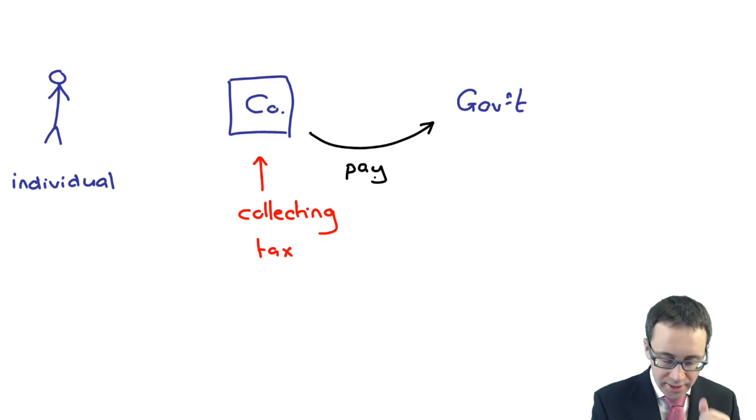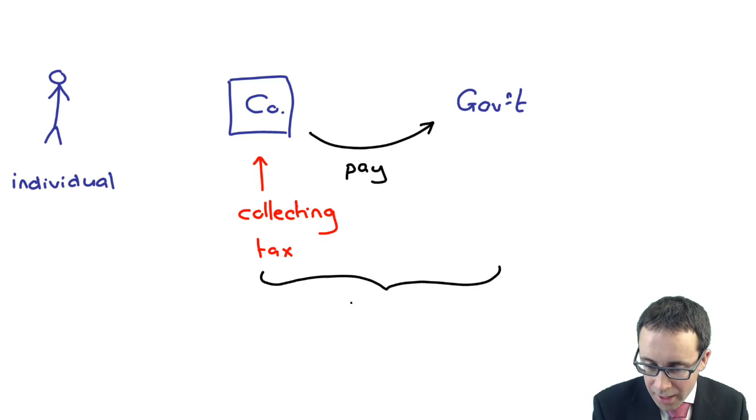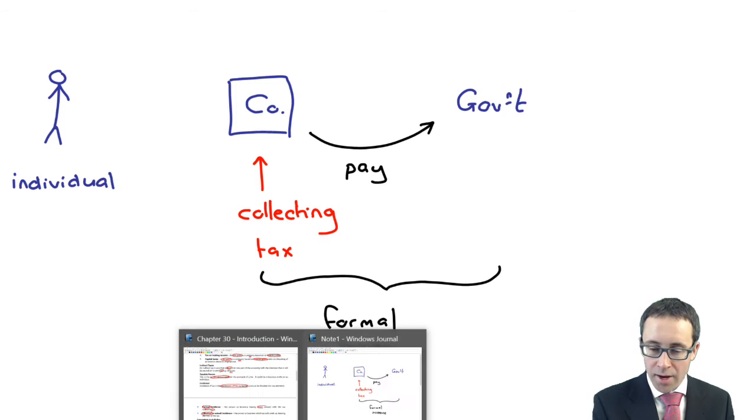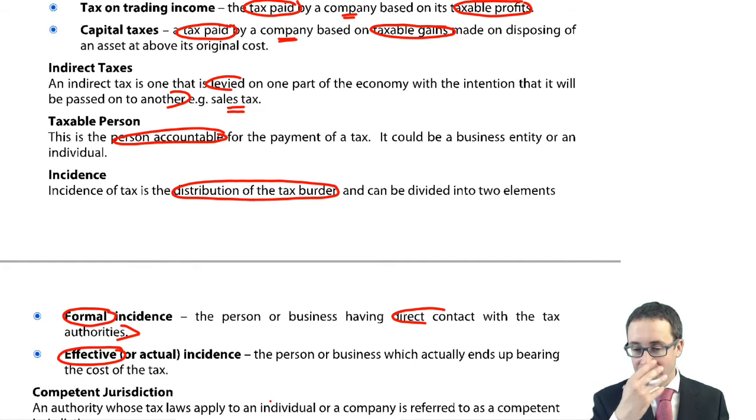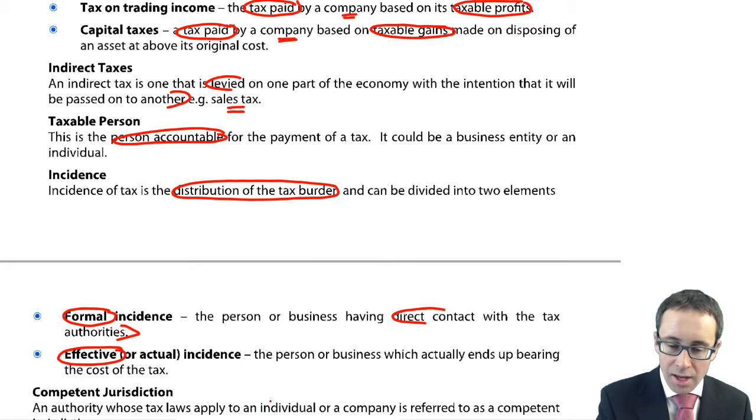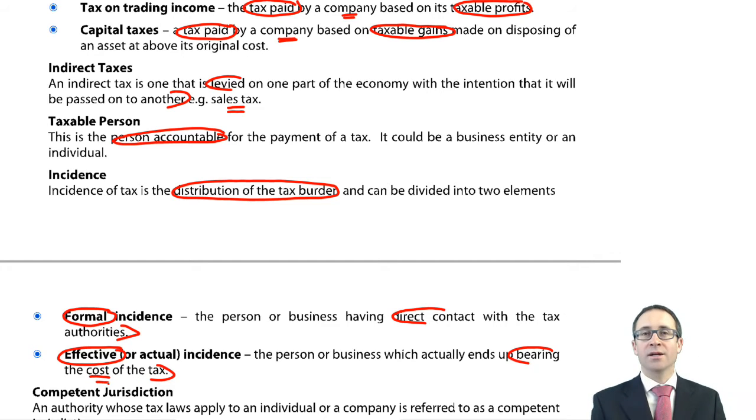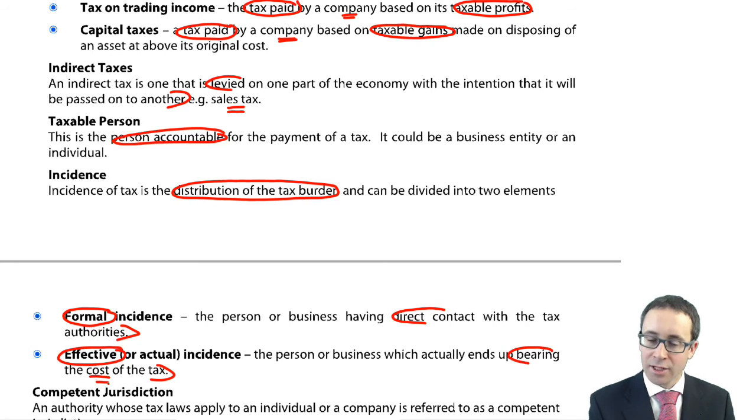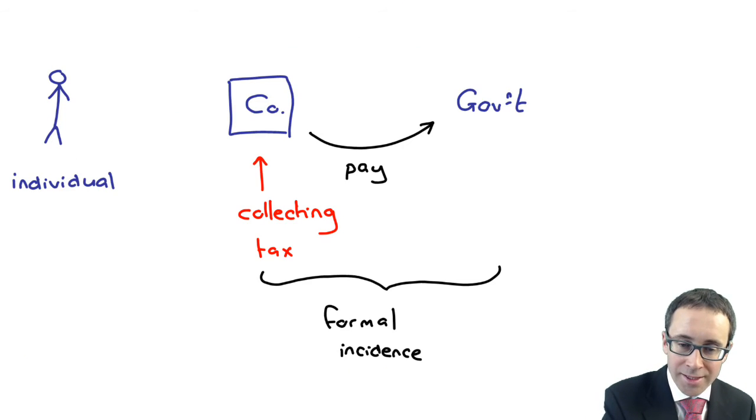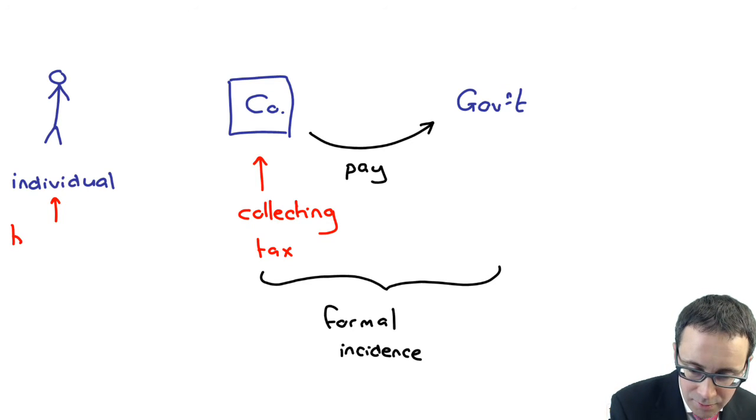Okay, what you've got there, essentially, is looking at your formal incidence, whereby your formal incidence is looking at the person or business having direct contact with the tax authorities. If we look at the effective incidence, that's the person or the business which actually ends up bearing the cost of the tax. So who is ultimately responsible, if you like, for having the burden of the tax expense. And it is the individual who bears the tax expense.